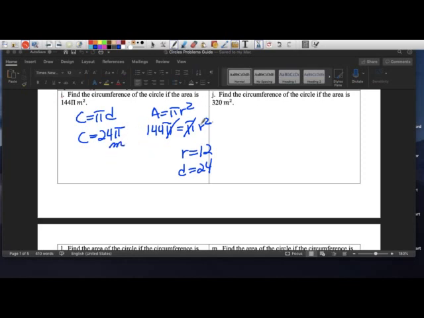That's it. Again, if you want to continue, you can multiply 24 times pi, which is about times 3, so about 75 something, somewhere around that line.